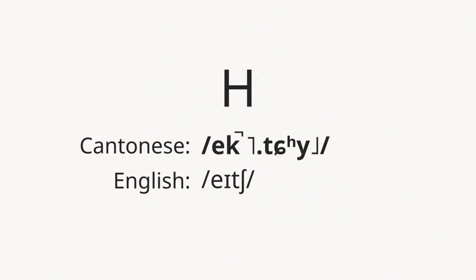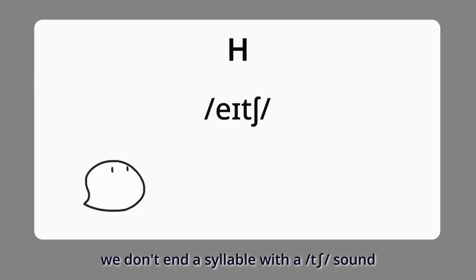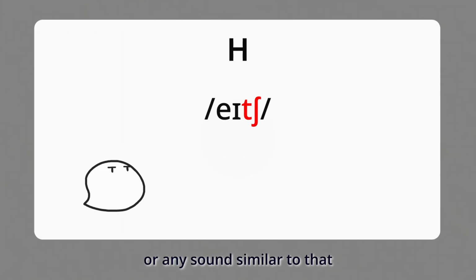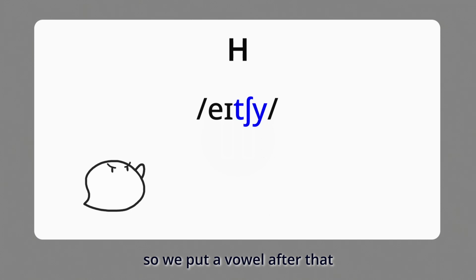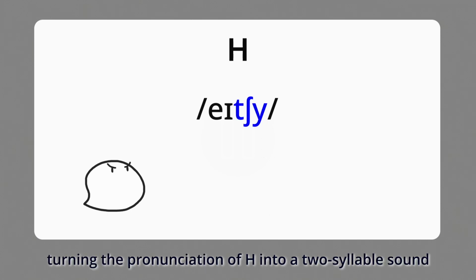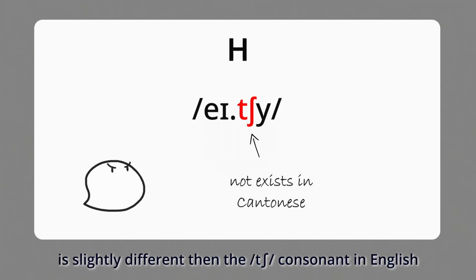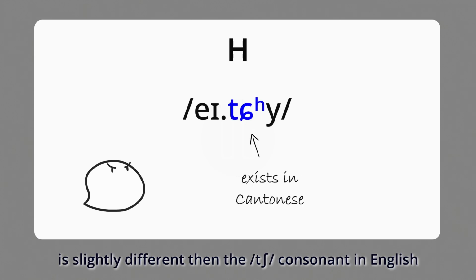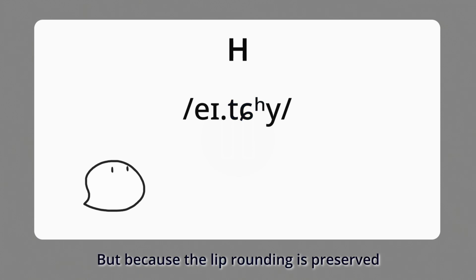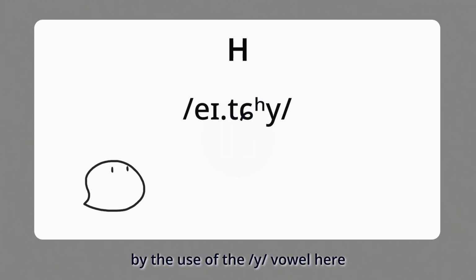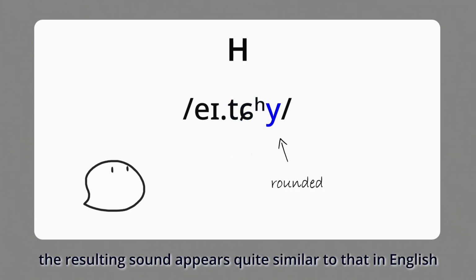H. Like the letter F, we don't end a syllable with a ch sound or any sound similar to that. So we put the vowel after that, turning the pronunciation of H into a two-syllable sound. And the consonant used here is slightly different from the ch consonant in English. But because the lip rounding is preserved by the use of the U vowel here, the resulting sound appears quite similar to that in English.